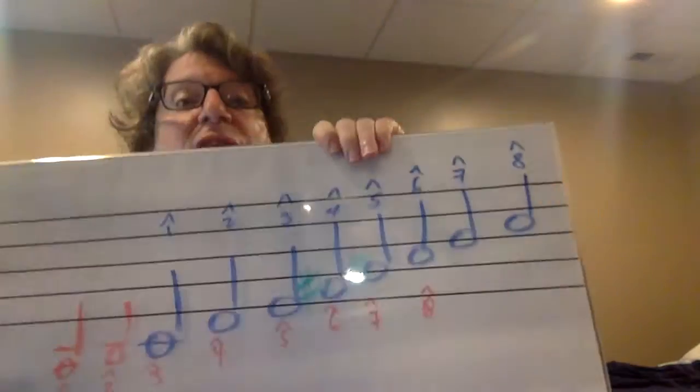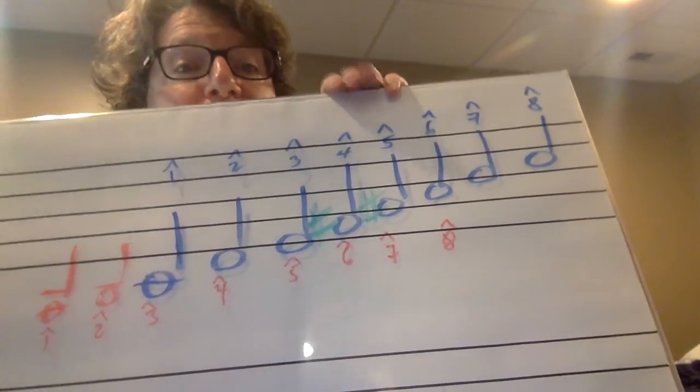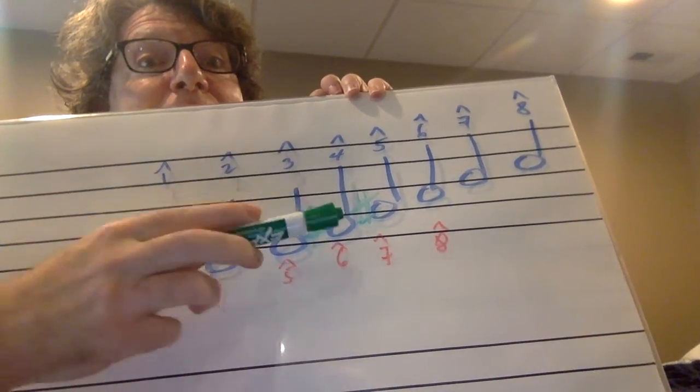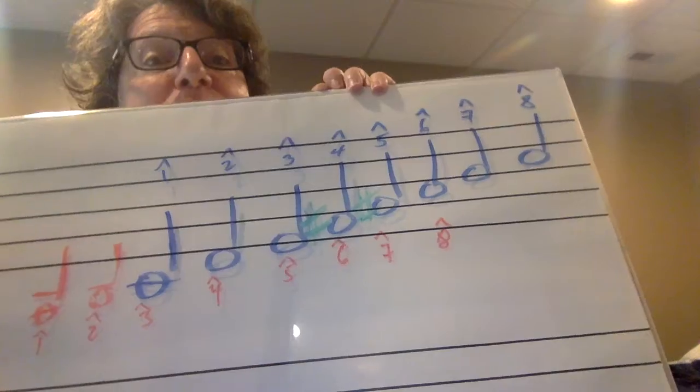So, wait a second. They take the 6th degree of the scale, and they put a sharp in front of it. So now, the top part of the scale looks like a major scale. Do, re, mi, fa, sol, la, ti, do. But that makes for a very smooth melody.